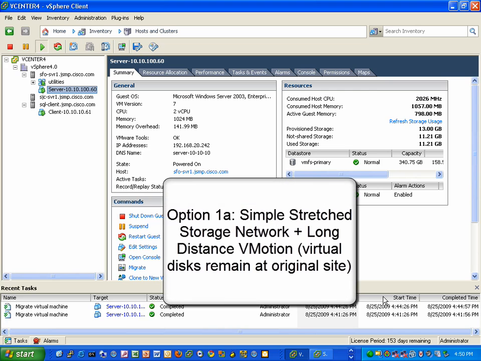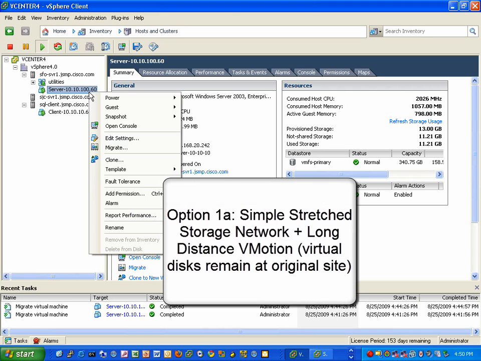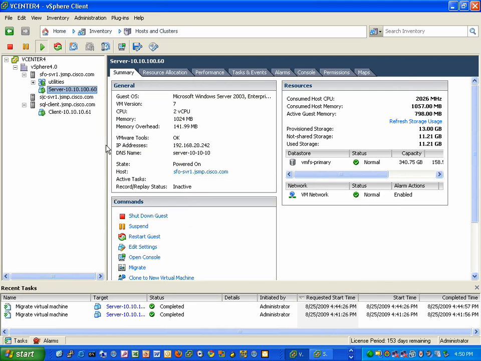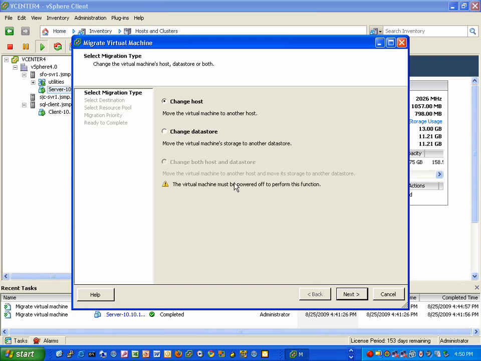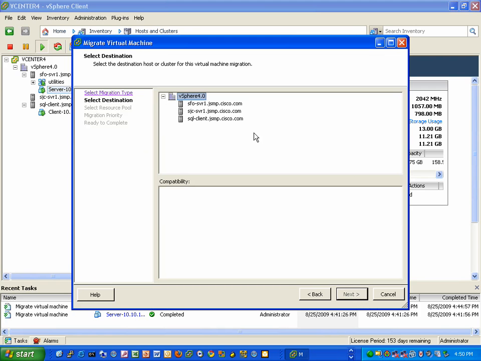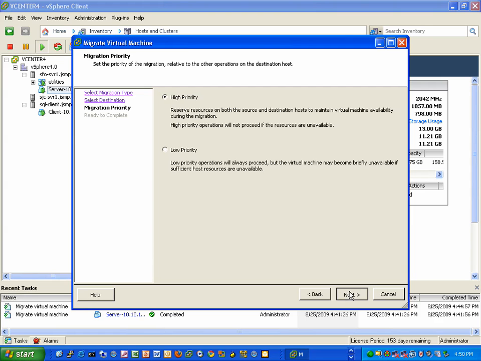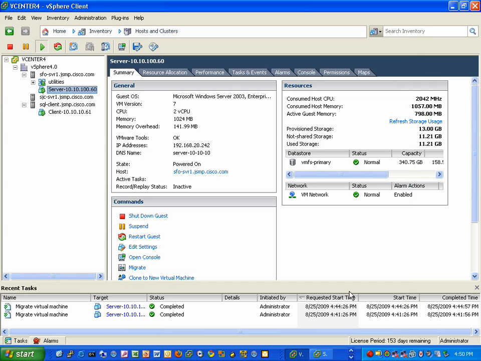In the first case, we won't move the storage. We'll simply use a stretched SAN or a stretched NAS environment coupled with vMotioning across a long distance. So, triggering the vMotion operation, you'll notice that we're using vSphere 4, which has fairly significant inherent vMotion improvements over Virtual Infrastructure 3. We're going to trigger the vMotion, and off it will go.